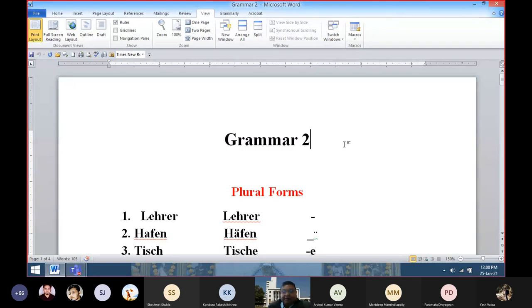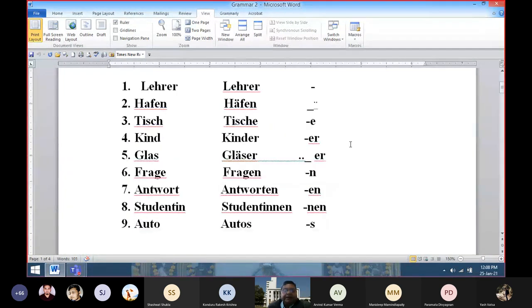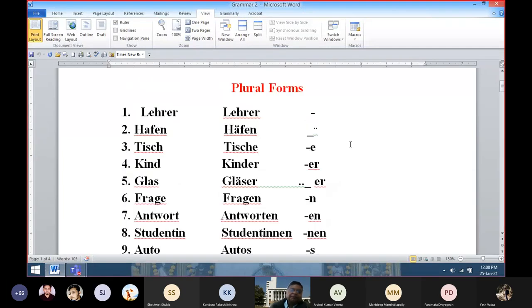Similarly, here I will give you some idea of how we make plurals. There are altogether some 9 different categories of plural forms. Category number 1 you can see here: Lehrer. It is der Lehrer, a masculine noun, and the plural form of this word will be Lehrer. That means there are some words in German which are identical, where singular and plural forms are the same. So here I just put a dash and nothing is added.